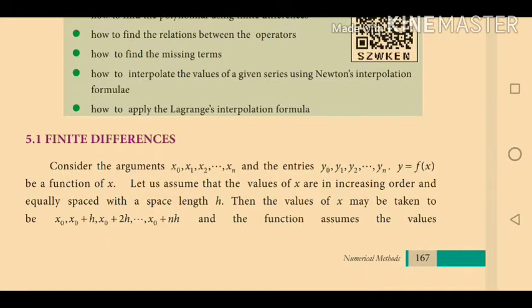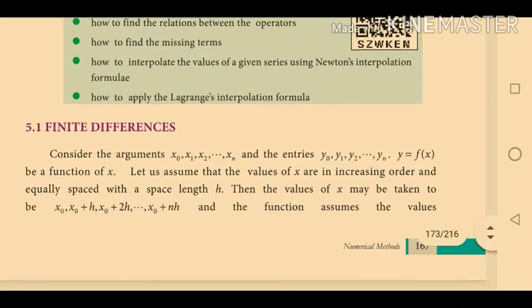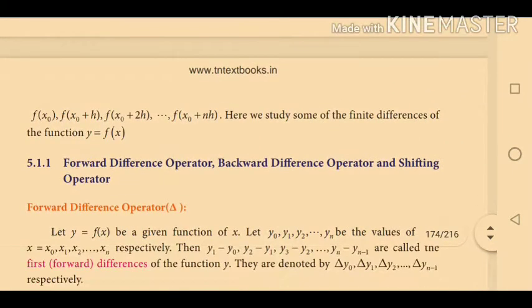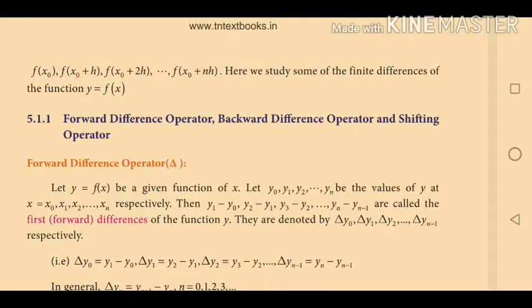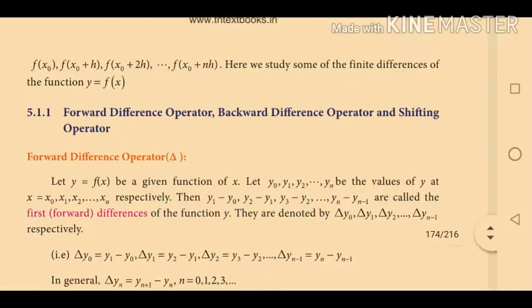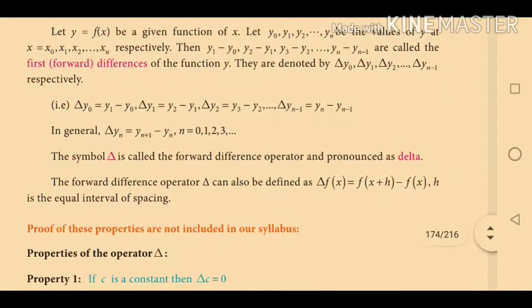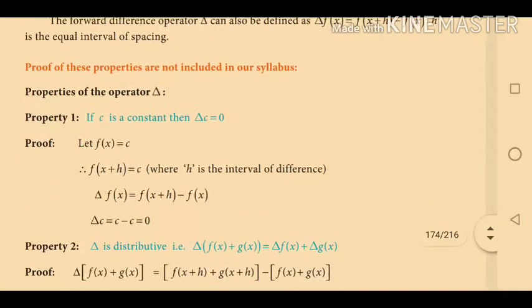For example, consider the arguments x0, x1, x2 up to xn and the entries y0, y1, y2 up to yn. Here y equal to f of x is a function of x. We can find the value of x taken as x0, x0 plus h, and so on. There are two methods: one is the forward difference operator, and another is the backward difference operator and shifting operators. Here for forward difference operators we are using some properties.